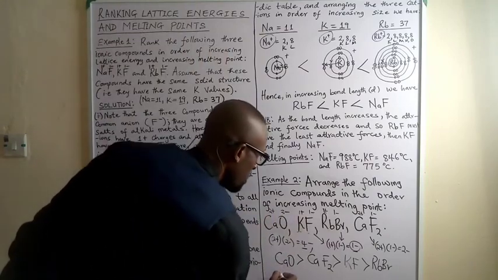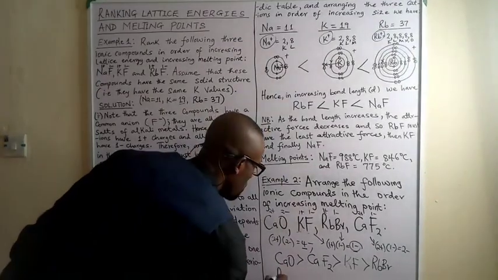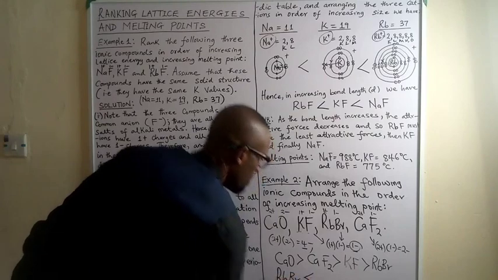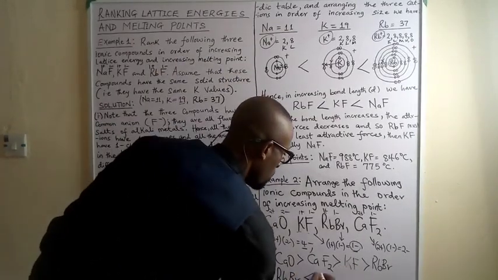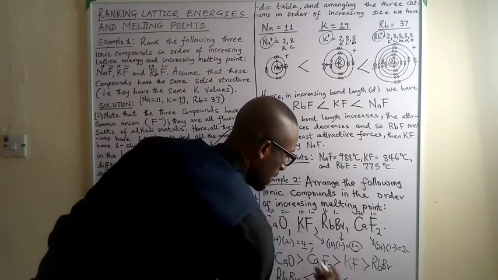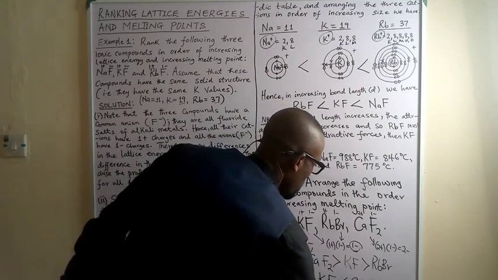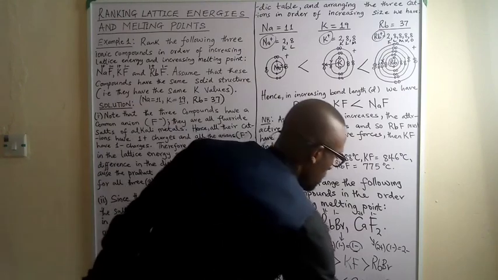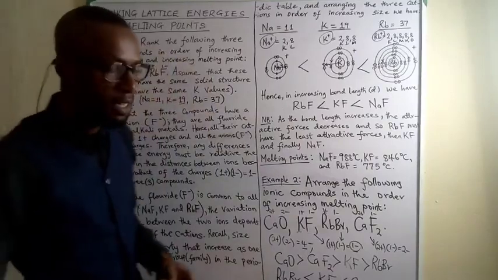You now discover that rubidium bromide is less in lattice energy or melting point than potassium fluoride, which is in turn less in lattice energy or melting point than this, and this is also less in energy than what? Calcium oxide. So this is the answer to our question.